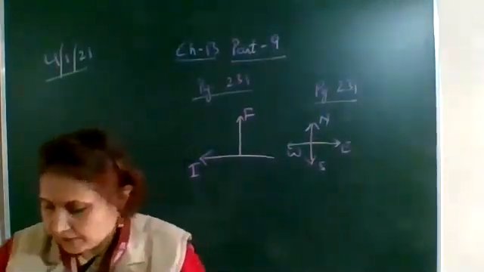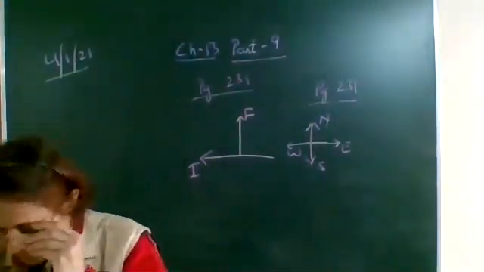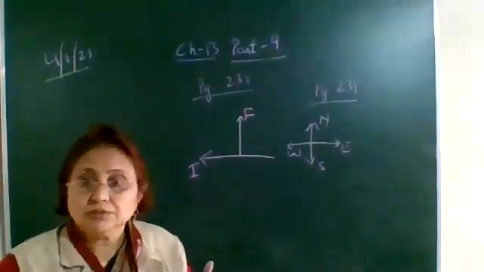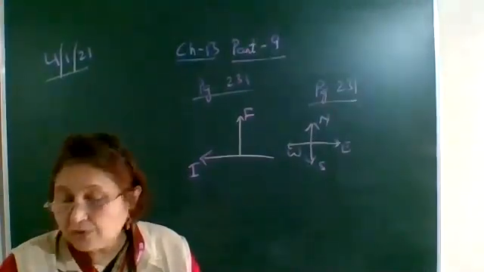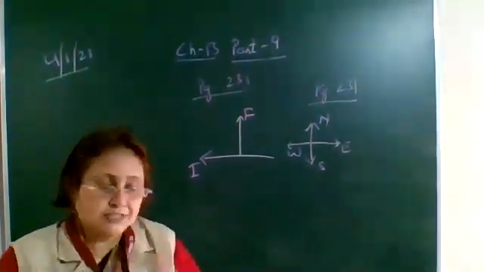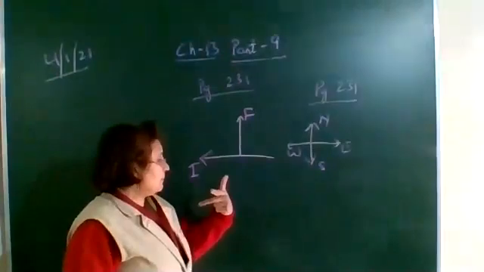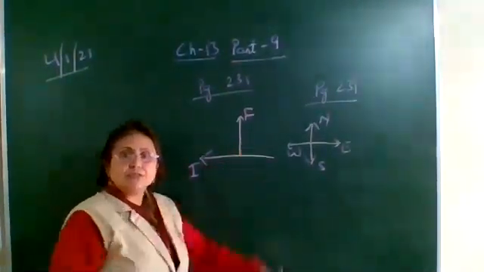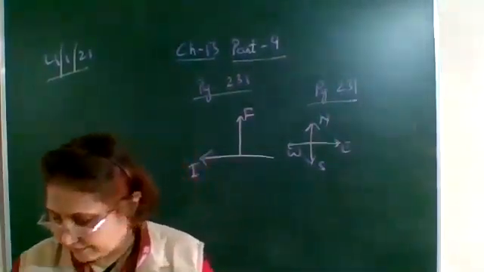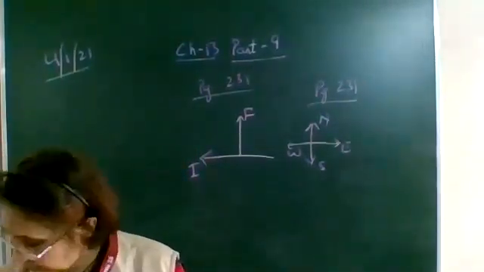This can be written. Now the four options given here are towards south, no, towards east, no, downwards, no, it will be in the upward direction. Okay, so it will be in the upward direction. This is the force, this is in the upward direction. So the direction of the magnetic field is in the upward direction.